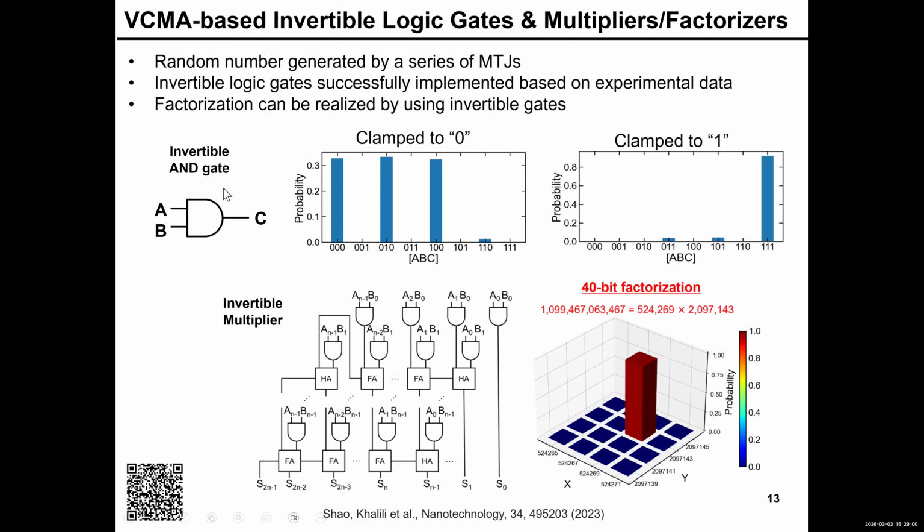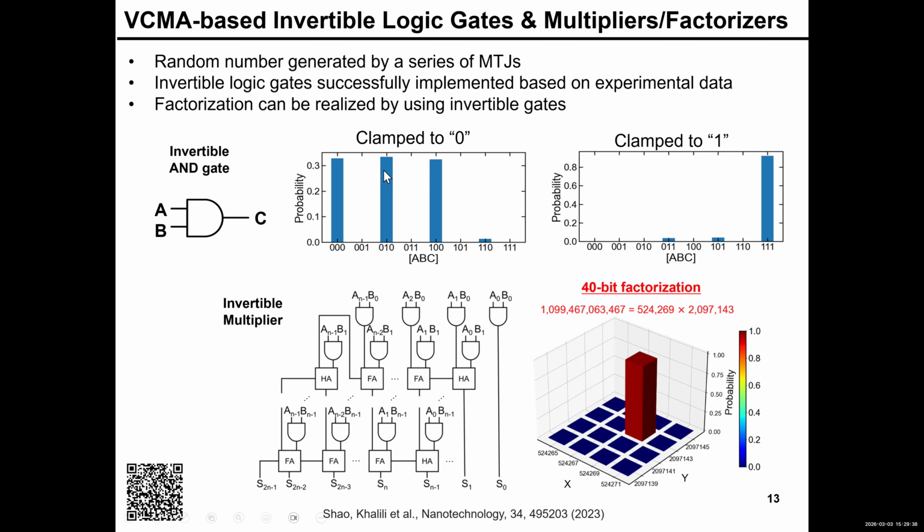So here I'm showing an invertible AND gate, which is essentially a gate that probabilistically follows the truth table of an AND gate. If you set its inputs, of course, the output will spend most of its time in the logical state that is consistent with those. But you can also use it the other way around. So if you clamp its output to one state or the other, the two inputs will arrange themselves such that they spend most of the time in the states that are logically consistent with that output.